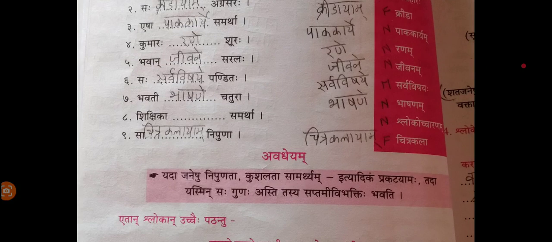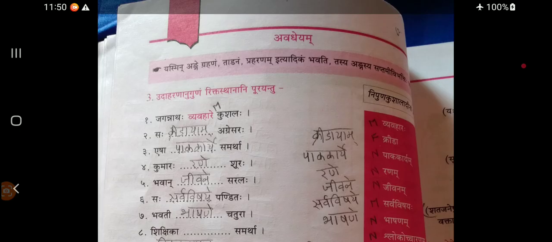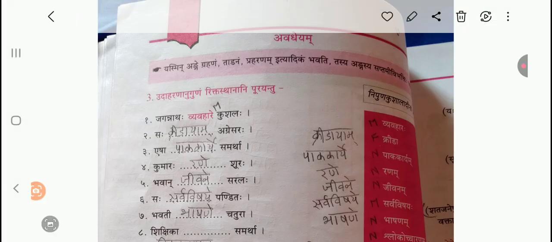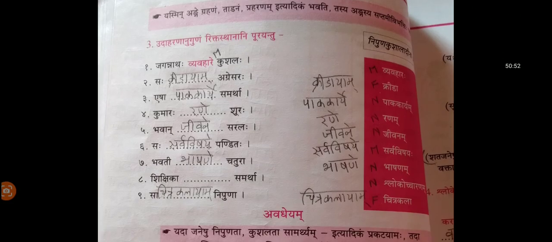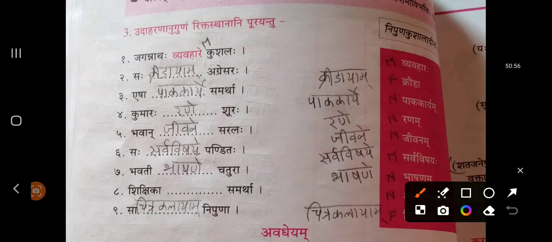Moving to the next page, number 62. See here, in this exercise, let me zoom it. They have given a few fill in the blanks, and then, as usual, a match the following. They're asking you to mix and match.